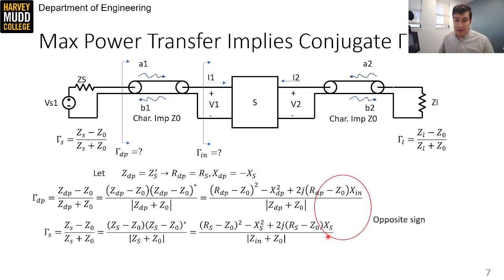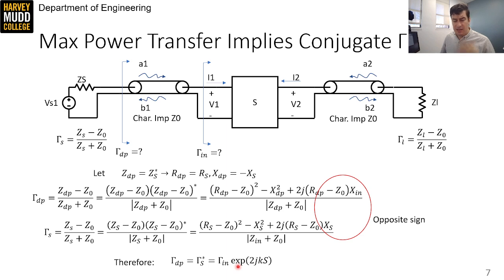So that means the driving point impedance is the complex conjugate of the source impedance under max power transfer conditions. And if the transmission line weren't there, that'd also be true. Gamma in would be gamma s star. Because there's a transmission line, gamma in is related to gamma s star, additionally by the phase that you pick up on the transmission line. But I think that's cool. Conjugate impedance match implies a conjugate reflection coefficient match.